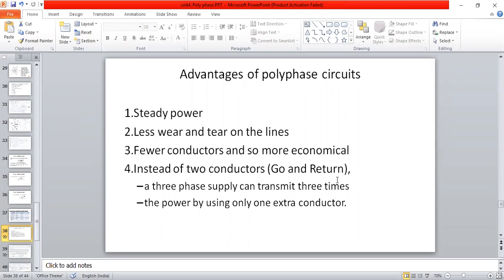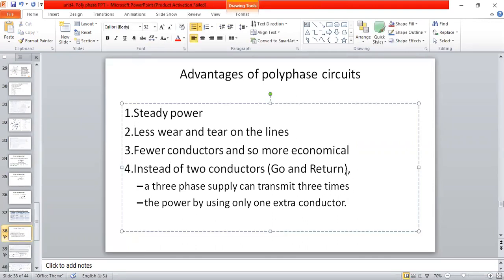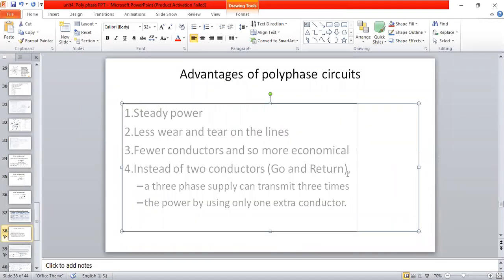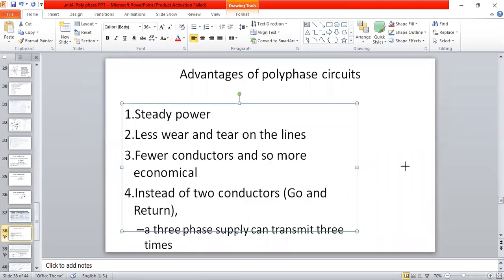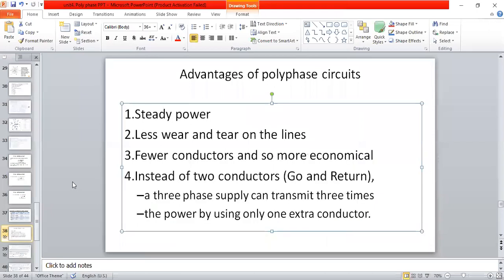Instead of 2 conductors, go and return, a 3-phase supply can transmit 3 times the power by using only 1 extra conductor. Normally, how many conductors do you need at home? You have electrical supply at home; how many wires come to your house from the pole? Give the answer. Hello, does everyone have electrical supply at home? How many conductors have come to the house? How many wires from the pole?